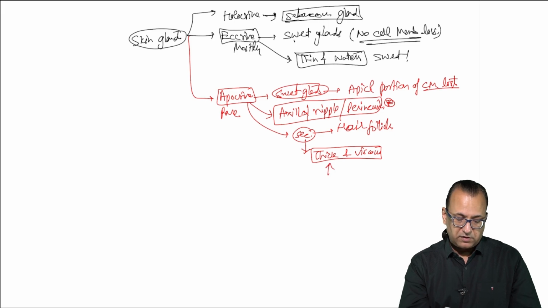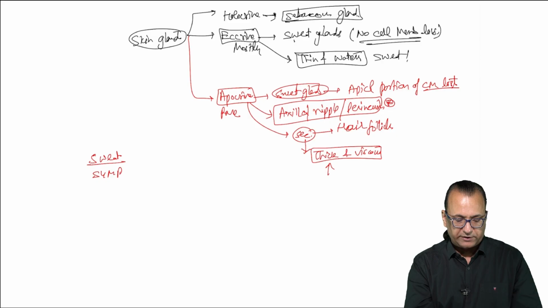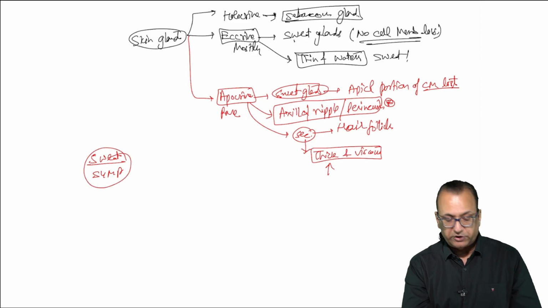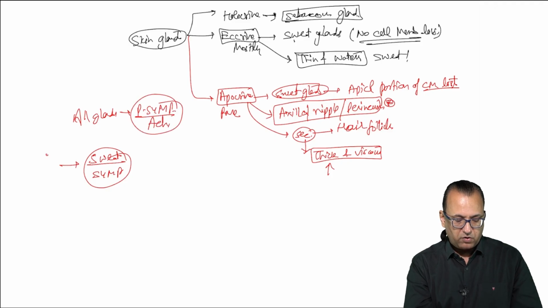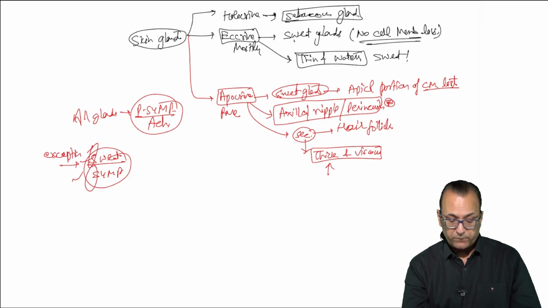This is sweat gland. So sweat gland is the only gland which is sympathetic. Otherwise, all the glands are parasympathetic cholinergic. Only one exception, that is sweat gland, because sweat gland is sympathetic. S for S, sweat is sympathetic.